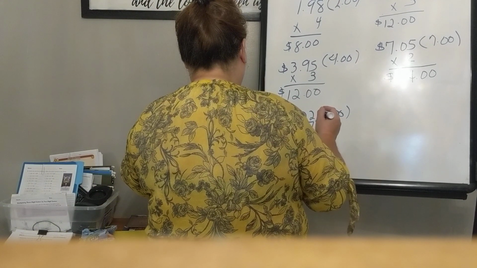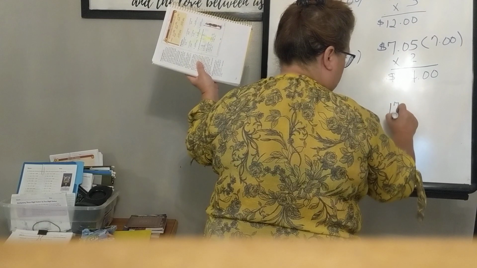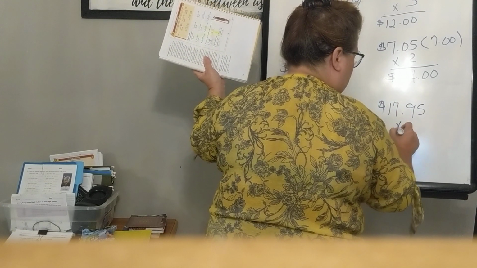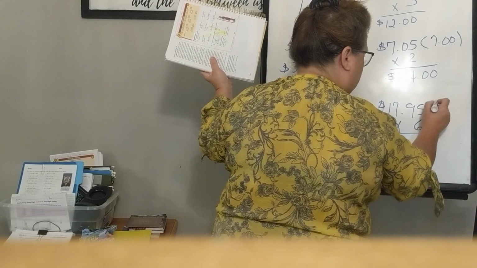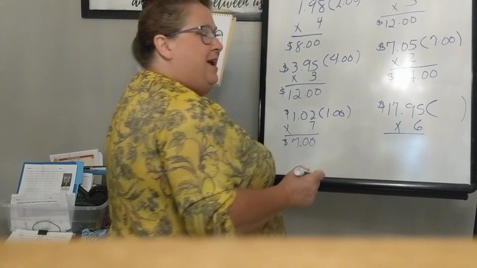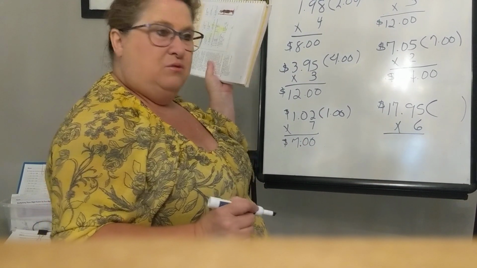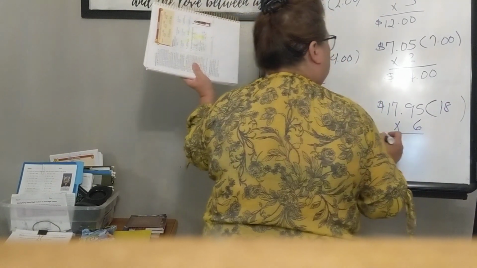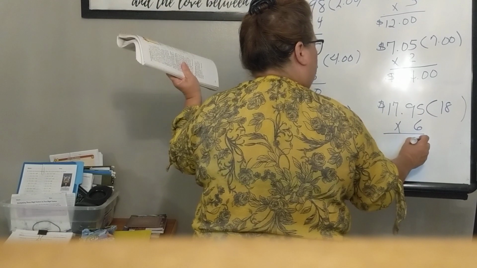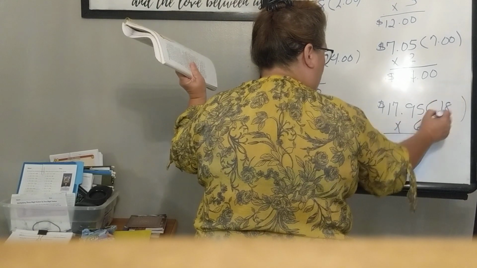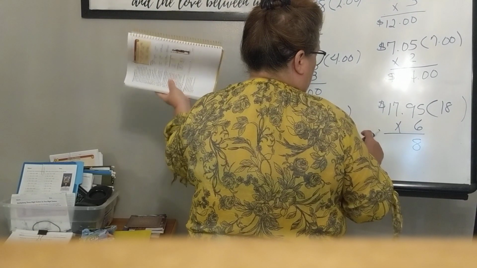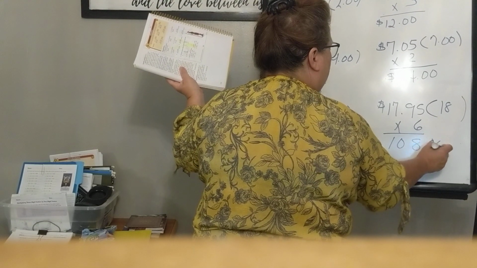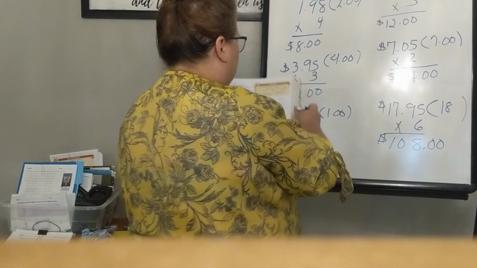Then we have, where are we at? $17.95 times 6. Is $17.95 going to round to $17 or to $18? Which is it closest to? 18. So then you'll have 18 times 6. 8 times 6 is 48. Put 8 down, carry the 4. 1 times 6 is 6 plus 4 is 10. So that would round to $108.